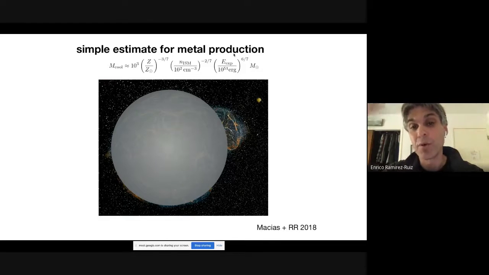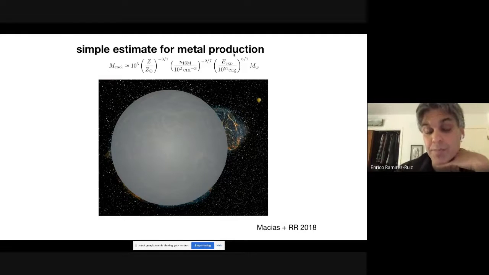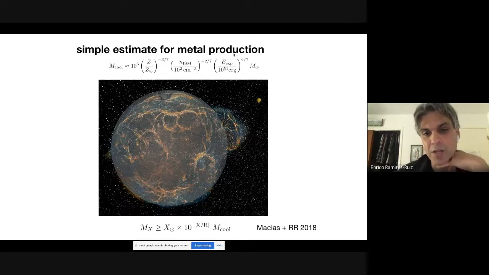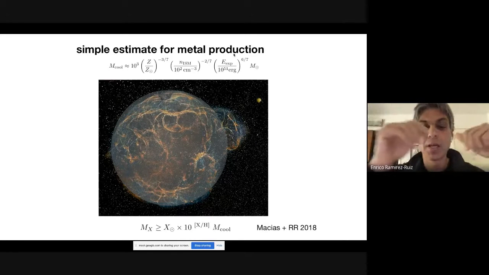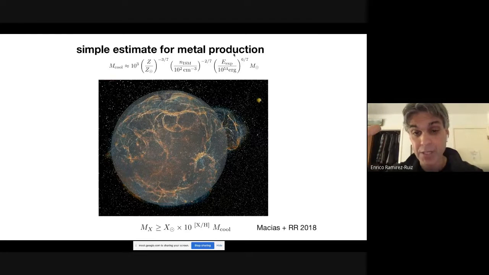So before the material cools, you cannot turn it into stars. This gives you a limit of how much material I have to input within a cooling mass to produce the observations that I see. So the argument is as follows. Within a cooling mass, I know how much hydrogen I have swept. And in the abundance of stars, I know how much europium to hydrogen I have to produce in order to explain the abundance of that star. And that gives me a minimum mass of the r-process.